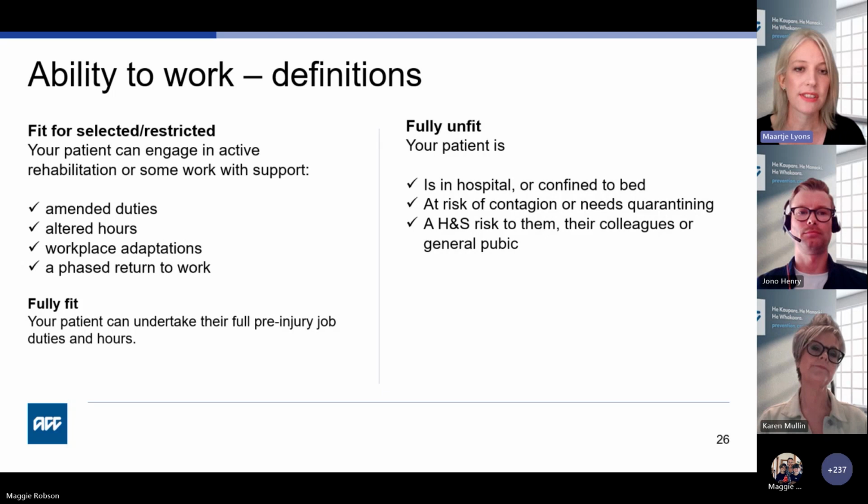And while they may still have some difficulty with prolonged standing or walking, they may be able to do some selected duties. So in these situations, fill in the ACC 45 for that initial period of being fully unfit, and then fill in an ACC 18 for the selected duties fitness, rather than just providing a prolonged period of being fully unfit on the ACC 45 initially.